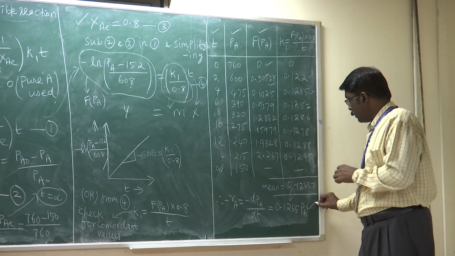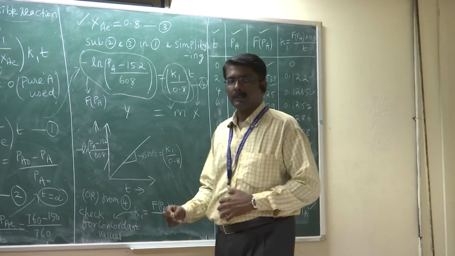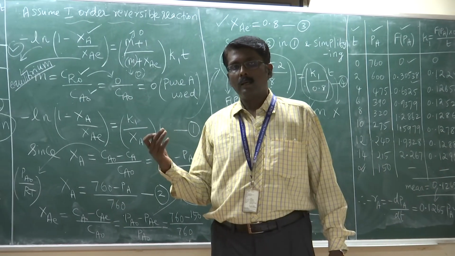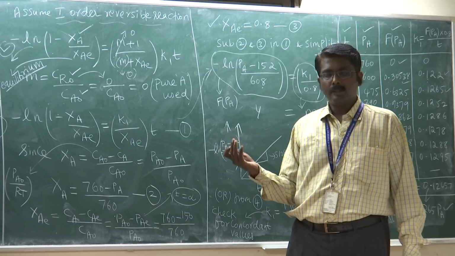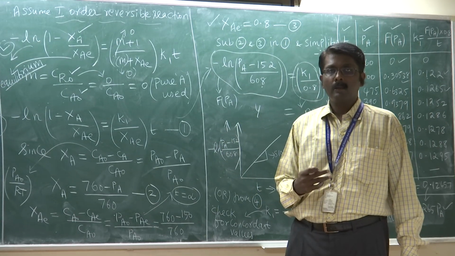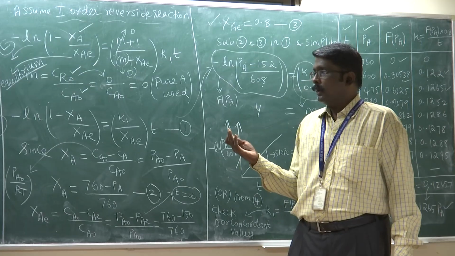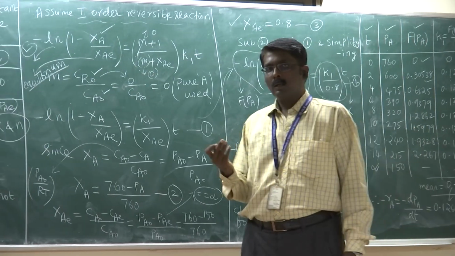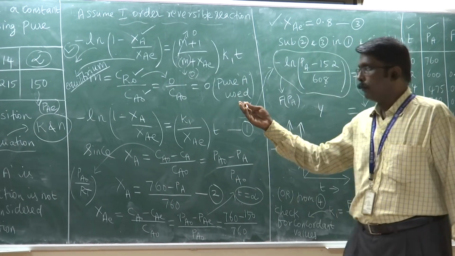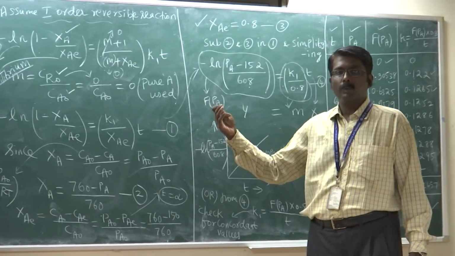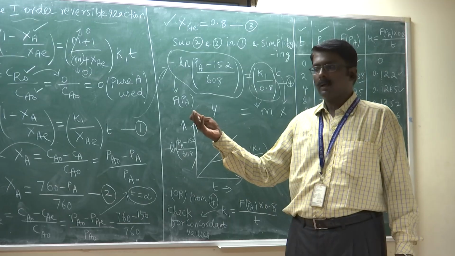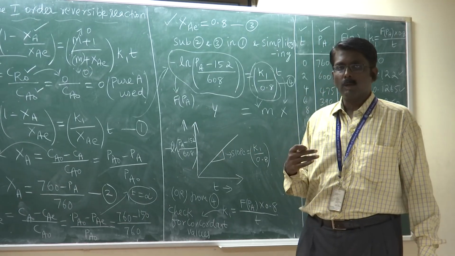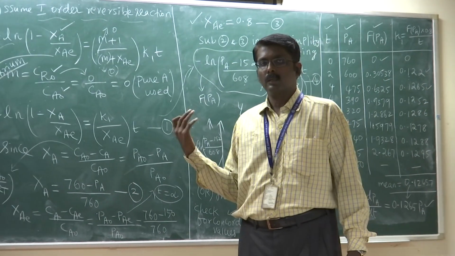This is the final rate equation, which represents the change in concentration or change in partial pressure of component A as the reaction proceeds. I request the students to go through this step-by-step procedure on how to work out the problem, and if you have any clarification, you can ask me later on. Thank you for watching this lecture.